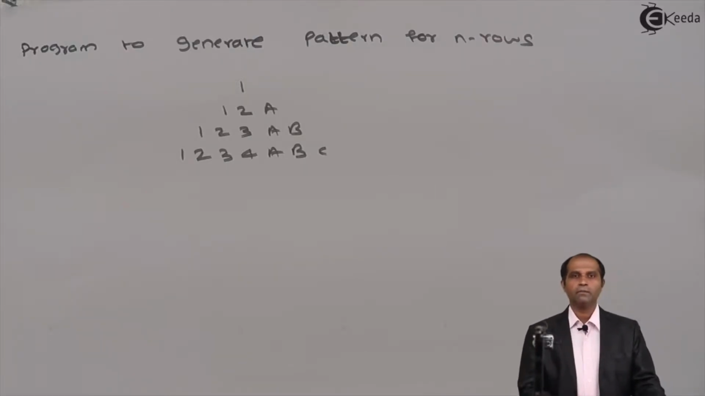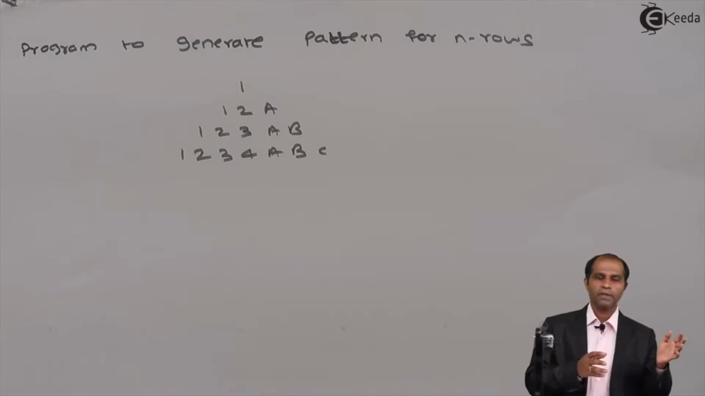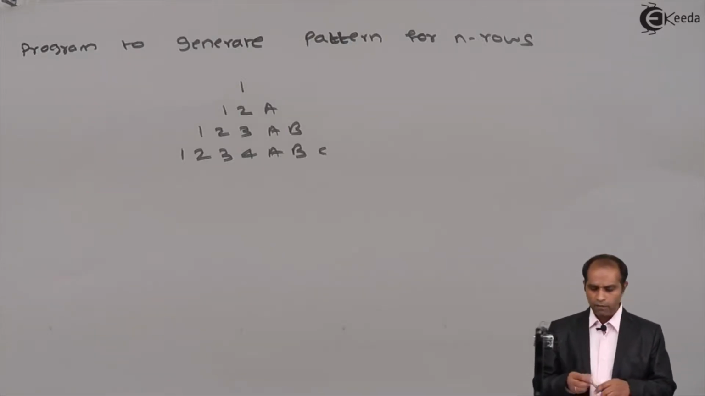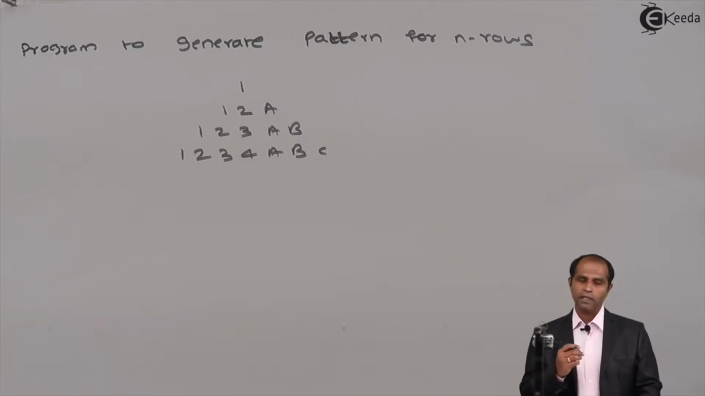Now let's look at the program where we are supposed to generate a pattern which is equilateral in nature, but it will have alphabets as well as digits in the entire pattern. I have a pattern which is supposed to be generated for n rows, where n is the number of rows which the user is going to give you.